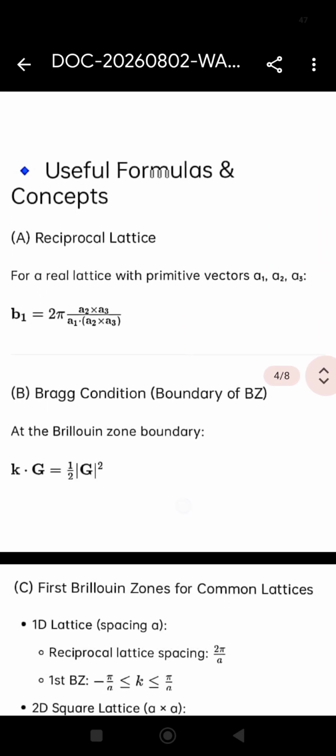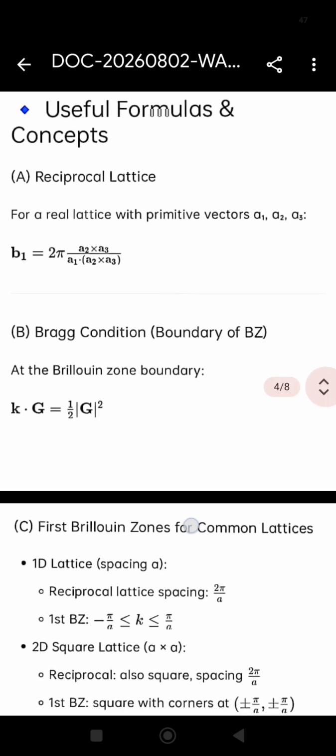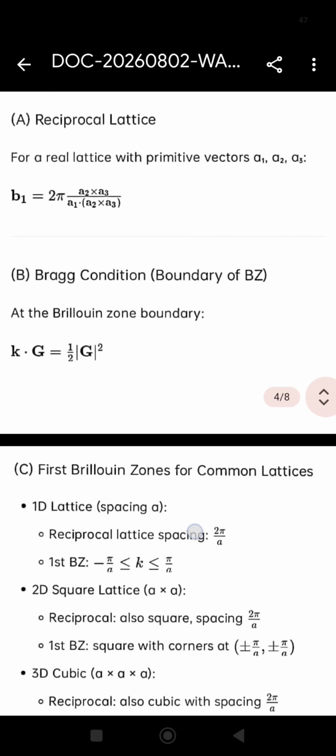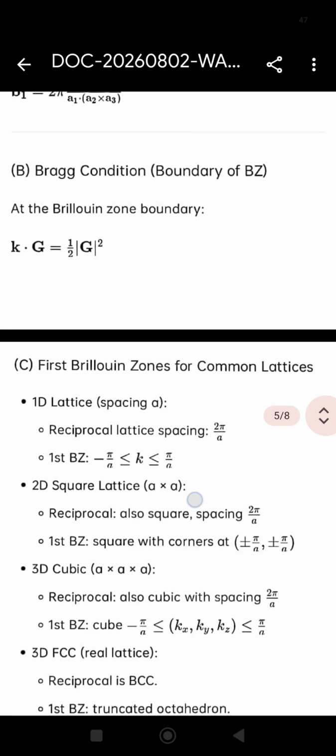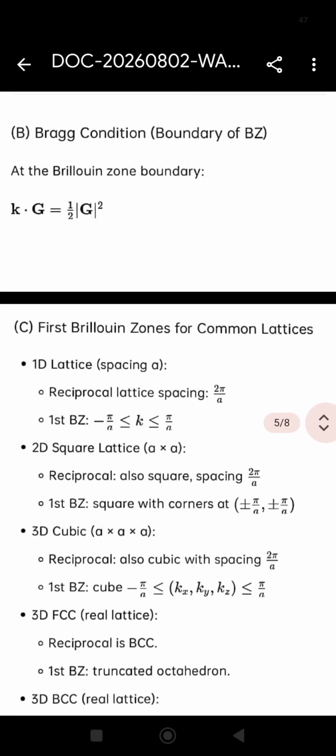Useful formula and concept: the reciprocal lattice for a real lattice with primitive vectors a1, a2, a3. b1 is equal to 2 pi times a2 cross a3, divided by a1 dot a2 cross a3. Bragg condition: Brillouin zone boundary. At the Brillouin zone boundary, k dot g is equal to 1/2 times the modulus of g squared.